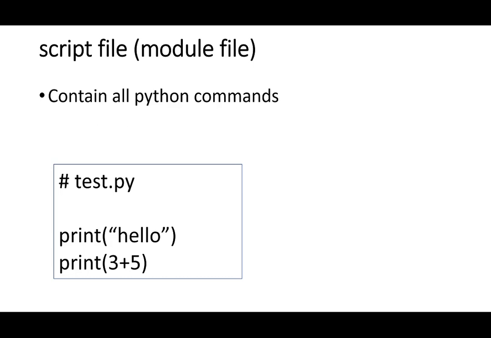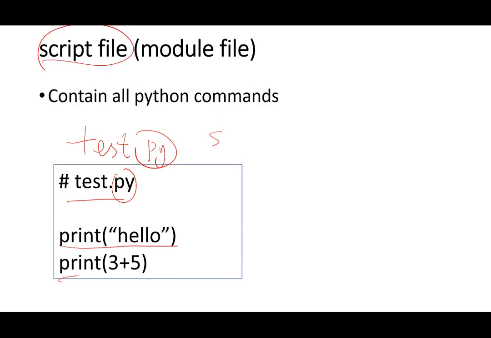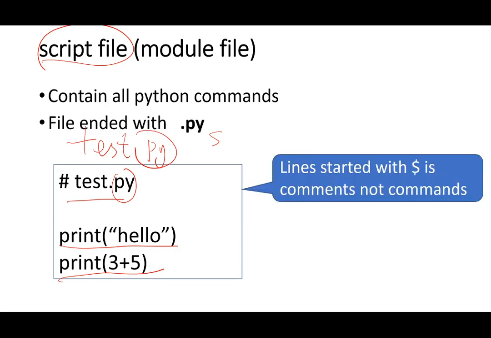We can put Python commands in a file with py as the extension. This file is called a script file. They contain Python commands and comments. Comments are lines that start with this symbol.